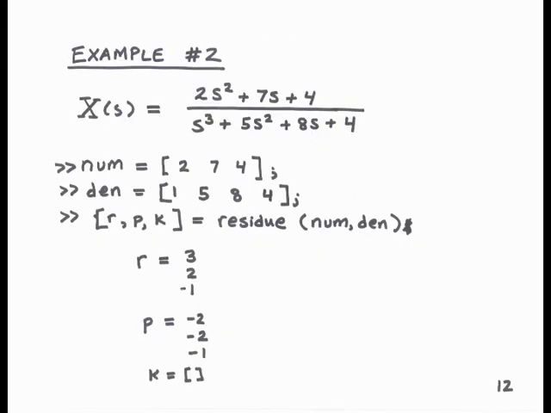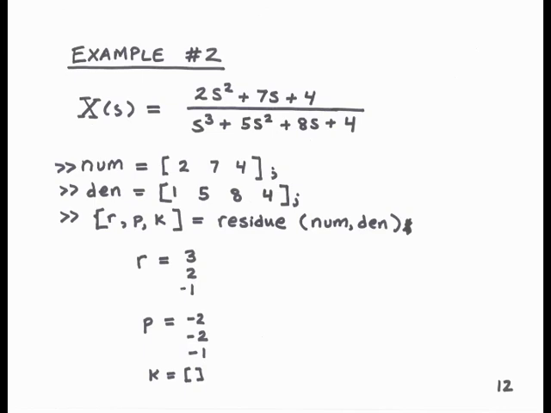Let's now look at one more example of using MATLAB to do the partial fraction expansion. In this example, we'll have repeated poles. So, our example is X of s equals (2s squared plus 7s plus 4) over (s cubed plus 5s squared plus 8s plus 4). So our numerator polynomial is defined by the coefficients 2, 7, and 4. And our denominator polynomial is defined by the coefficients 1, 5, 8, and 4. So we define those in MATLAB with the num = [2 7 4] command and the den = [1 5 8 4] command.